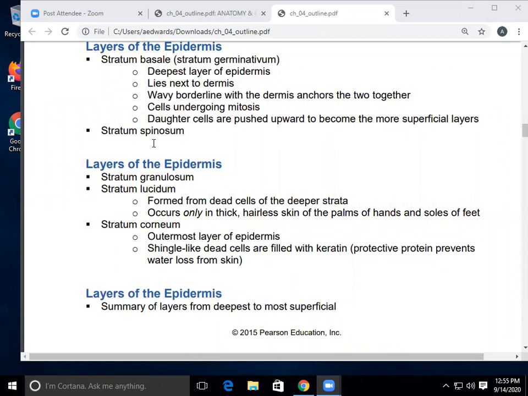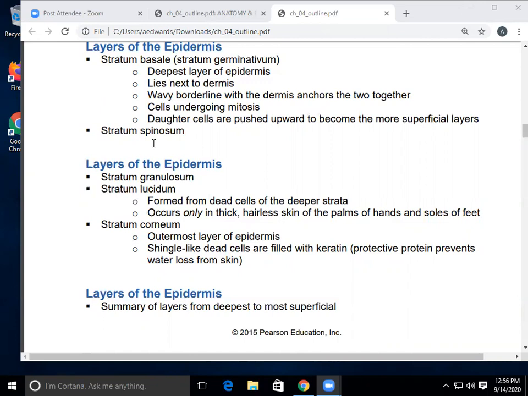It's the deepest layer. It's next to your dermis. And under a microscope, if you look at the slide, it forms a wavy line, a border, with the dermis. And it actually anchors the dermis to the epidermis. Cells are dividing rapidly here, going through mitosis. Those daughter cells that are made in mitosis get pushed upward, and they go through all the other layers to the most superficial layers.